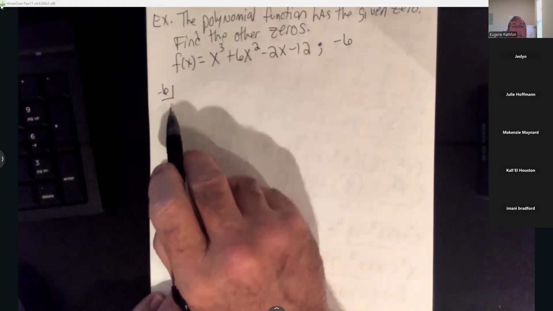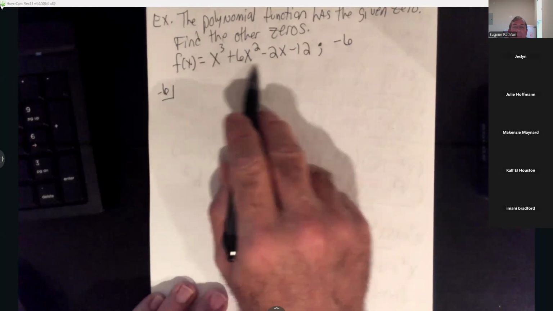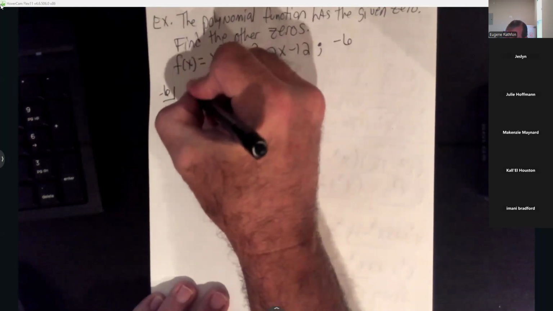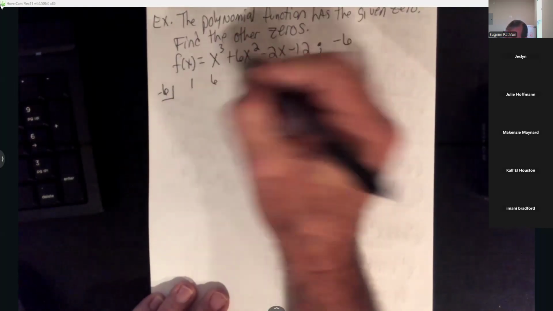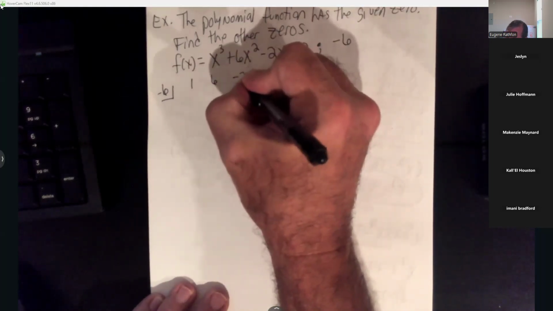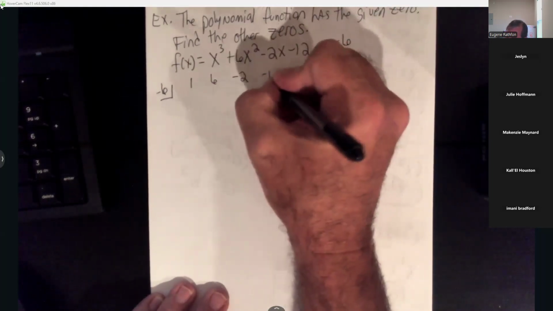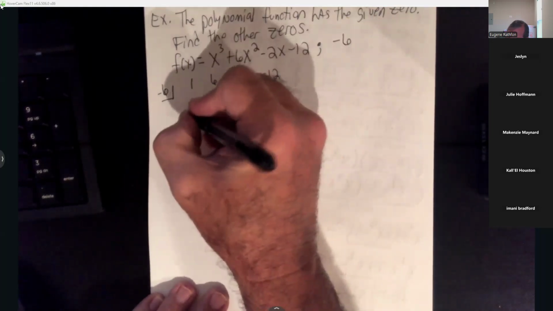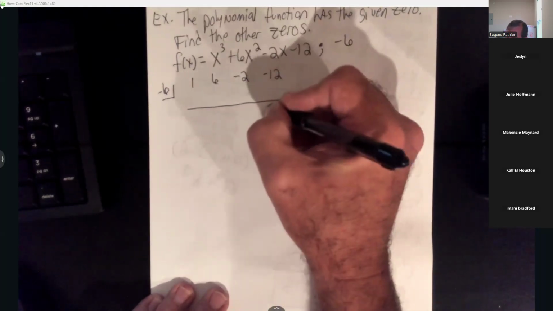The zero we know they gave me was -6. I'm going to write my coefficients: 1, 6, -2, and -12. Remember, leave a little space.